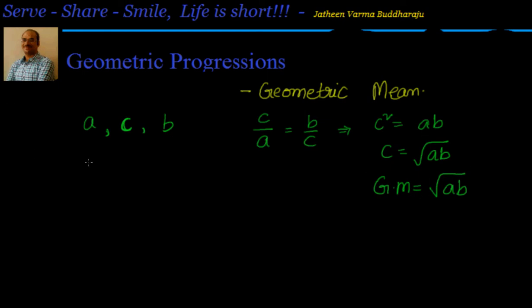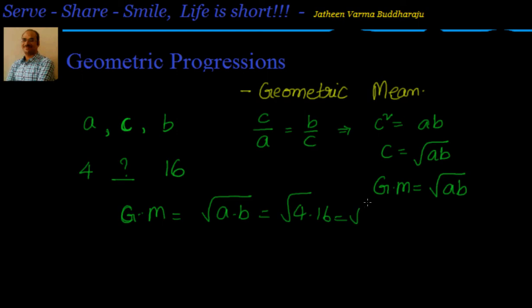So suppose you have a equal to 4 and b equal to 16. What is the geometric mean of 4 and 16? You will say the geometric mean c is equal to square root of a into b. That's nothing but square root of 4 into 16. That is square root of 64, equal to plus or minus 8. So it can be 4, 8, 16, or it can be 4, minus 8, 16. You have two options. You can see both of them are forming the geometric mean.